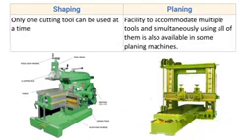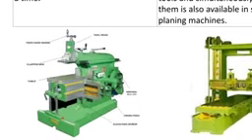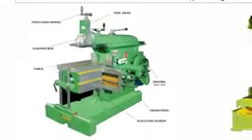Now the next point, only one cutting tool can be used at a time. Here you can see the shaper machine. This is your shaper machine. So you can fix only one cutting tool over here. Here you have to fix a single point cutting tool, with which you can remove the material from the surface of the workpiece. So we can fix only one cutting tool over here in case of shaper machine.